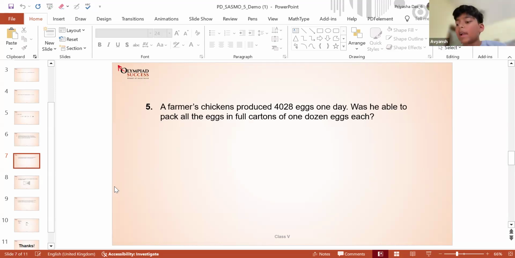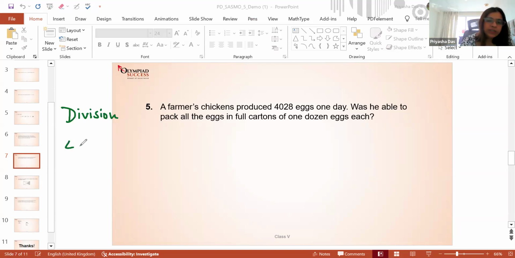So what I think you should do is divide 4,028 by 12. Absolutely, that's correct. And just check if it's completely divisible or not. If it leaves behind a remainder, then the answer is no. And if it does not leave behind any remainder, the answer is yes.